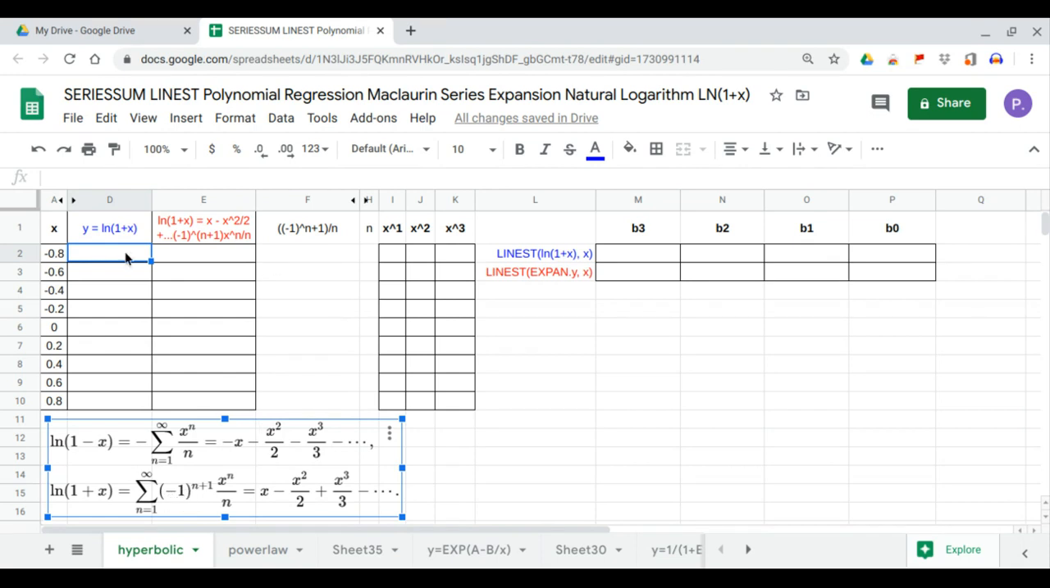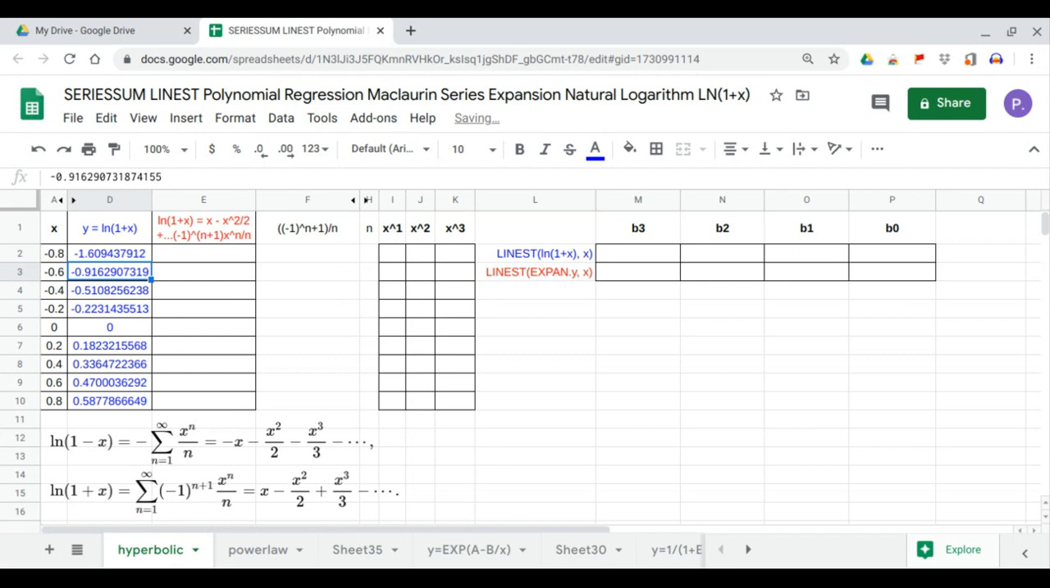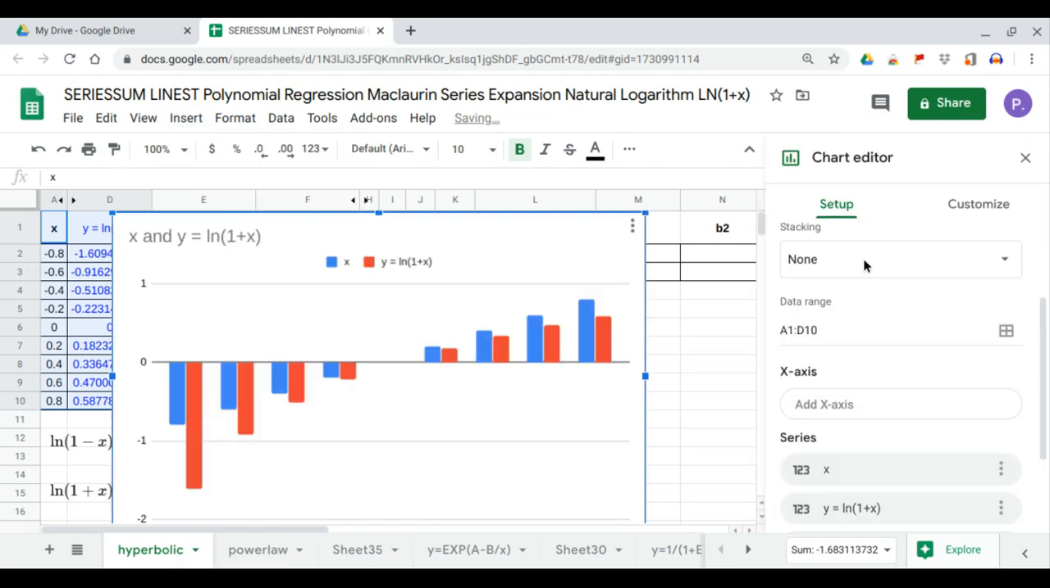So we begin with the data set for ln(1 + x). Our data set will range from negative 0.8 to positive 0.8 for the x values. So we have our formula for the ln(1 + x) values, and we show the chart, how it looks like. So insert the chart. We use this color chart.